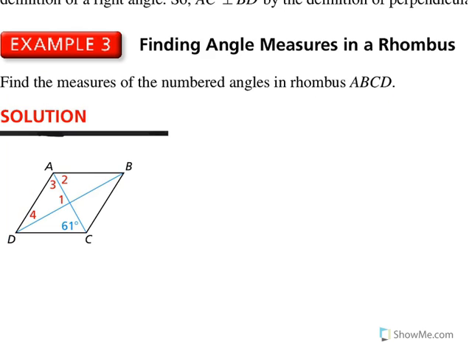Okay, so this brings us to our next example. It says, find the measures of the numbered angles in the rhombus ABCD. Well, since we know that it's a rhombus, we know that the diagonals form a 90-degree angle. So angle 1 is 90 degrees.